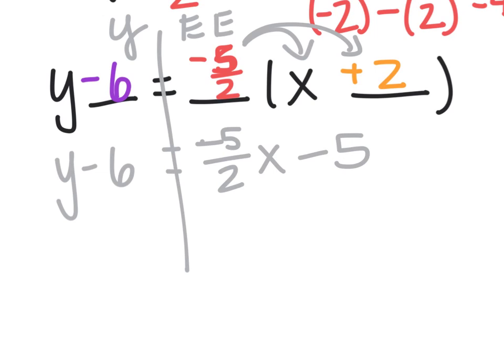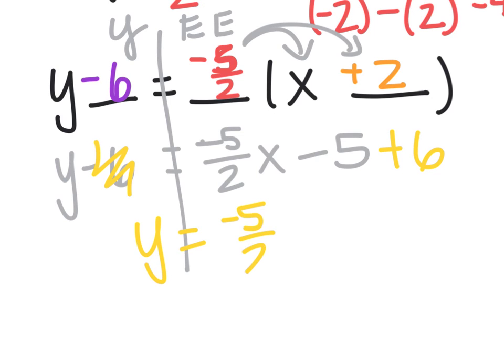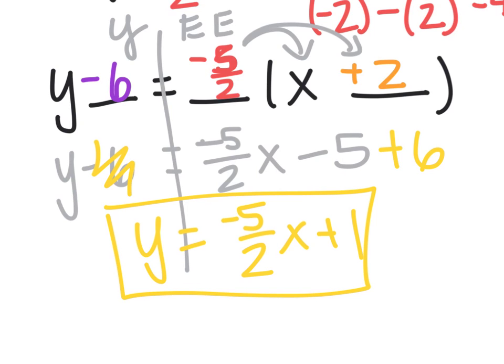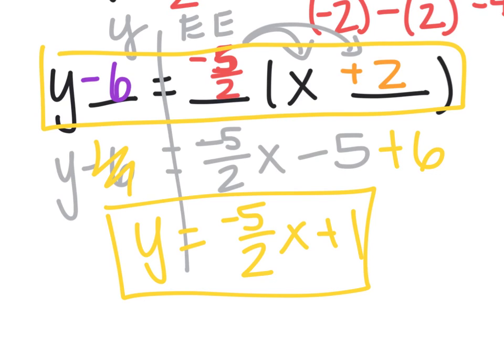I'm still trying to get y completely alone, so I'm going to get rid of this minus 6 over here. And to do that, I'm going to add 6 to the other side, so that's gone. So I end up with y equals negative 5 over 2x, and then negative 5 plus 6 is a positive 1. So this would be my equation in slope-intercept form, and this is my equation in point-slope form.